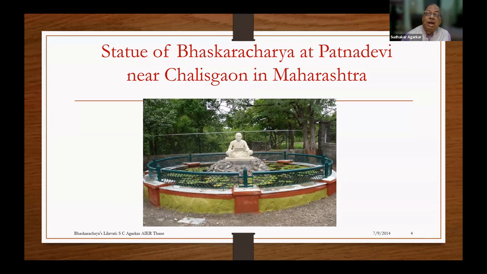This is a picture of the statue of Bhaskaracharya, possibly erected by his grandson Changdev, because Changdev had an ashram here. That information we get through the stone carving at a later stage. So it was a very pleasing experience for me to stand near the statue of Bhaskaracharya and get a picture. And this is what I'm trying to show you.